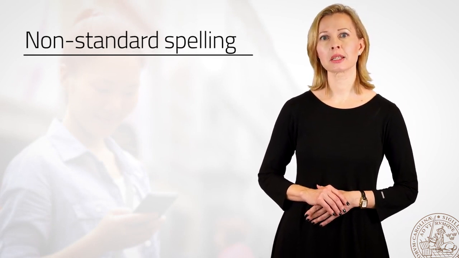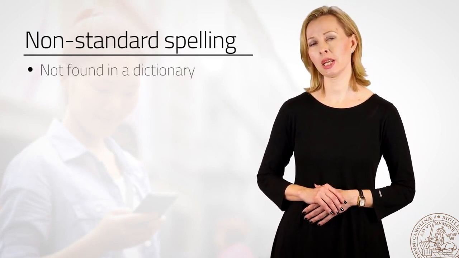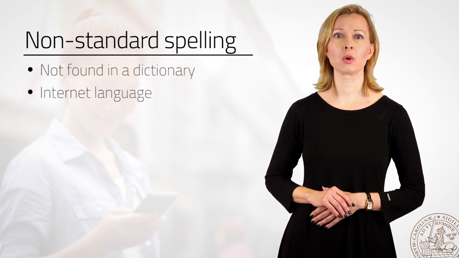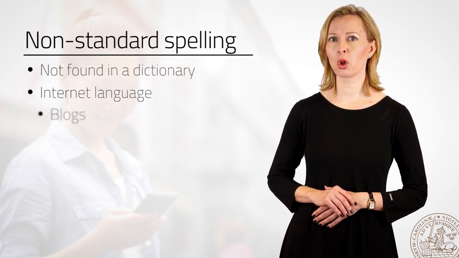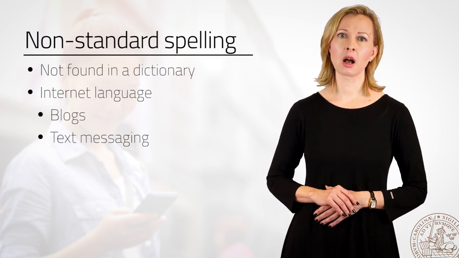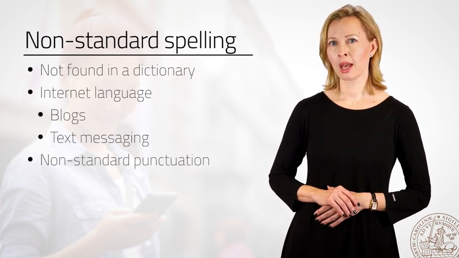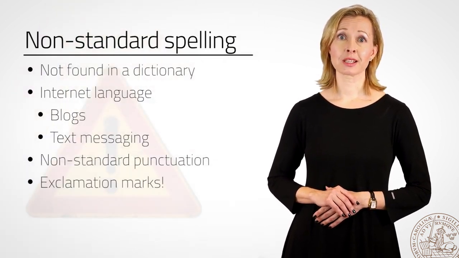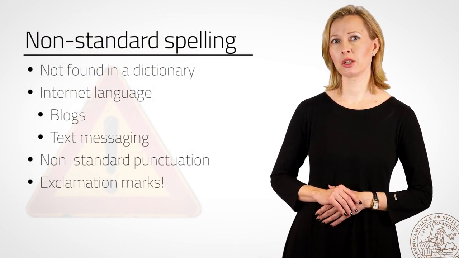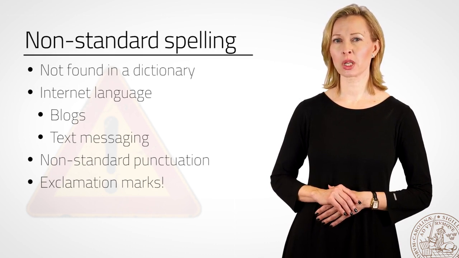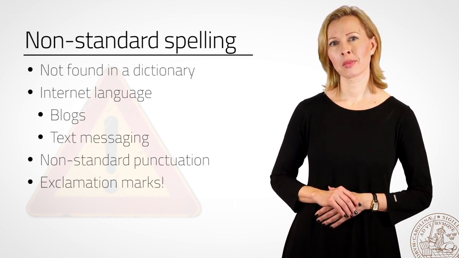This leads us on neatly to the avoidance of non-standard spellings, in other words, spellings that are not found in a dictionary, but are still commonly used in, for example, internet language. Think of, for example, personal blogs and text messaging. You should also watch out for any examples of non-standard punctuation, and especially the use of exclamation marks. In fact, the exclamation mark is among the least useful marks of punctuation in academic writing, and you should never use more than one at any given time.